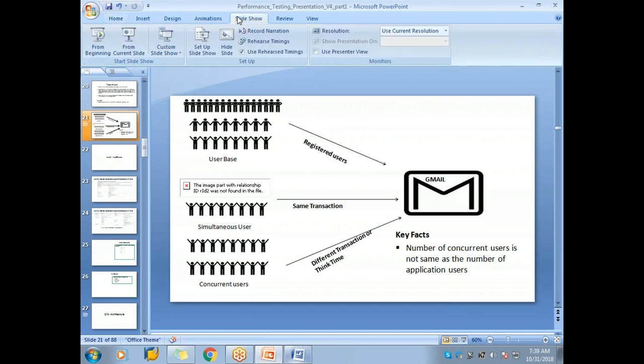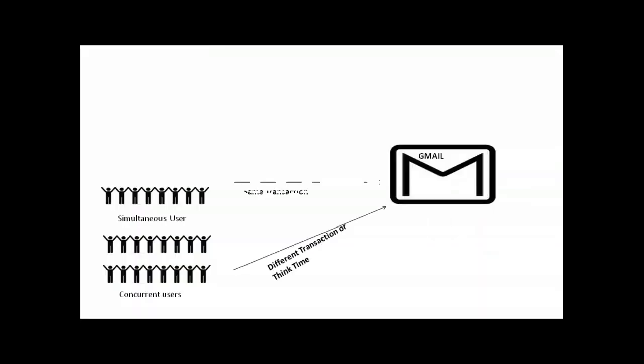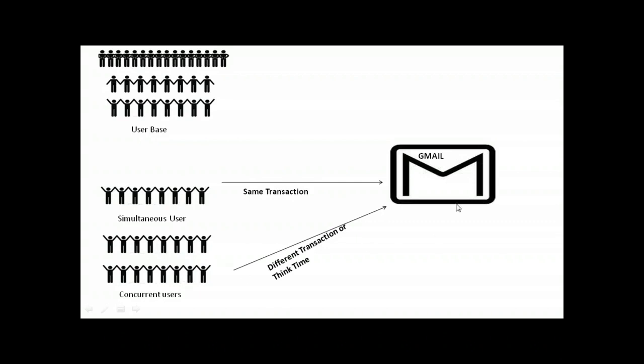Now these concurrent users are on the Gmail application, but they could be doing different things. Some of them could be logging in, some composing, some deleting, some logging out, some doing something called think time. Think time is when they are on the application between the transactions or between the functionalities. I'll talk about think time a little later. For now, just assume that all these users are on the Gmail application.